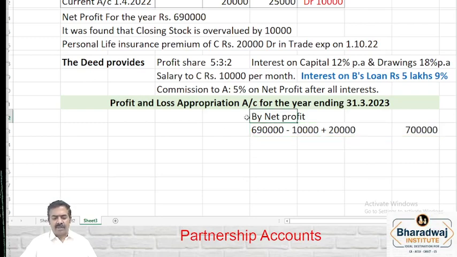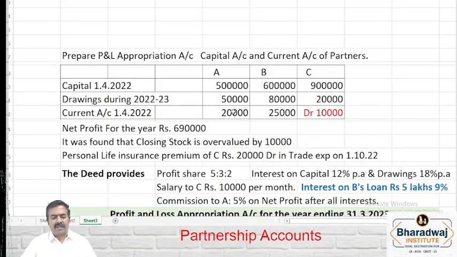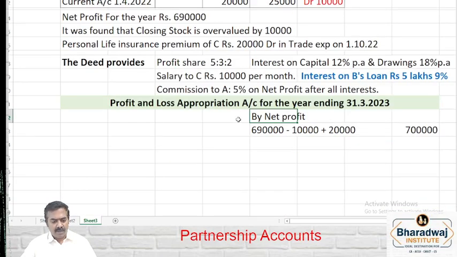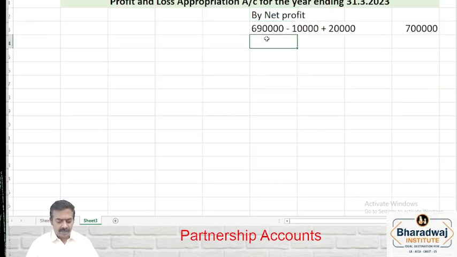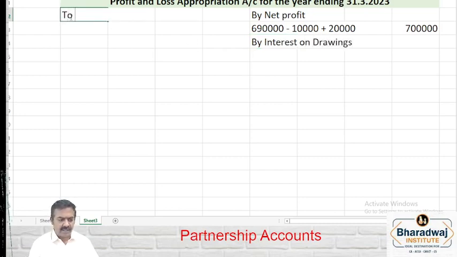Okay. Then net profit we worked out. Then what else will come in the P&L appropriation account? By interest on drawings will come. Interest on drawings will come. Then what will come in the debit side?